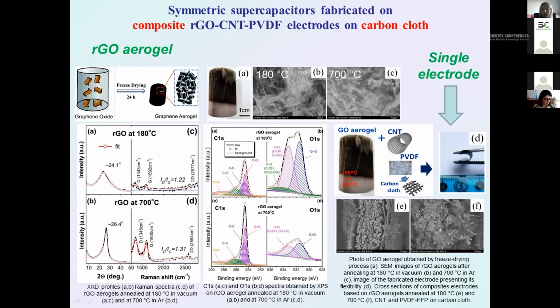We check it by SEM, and as you can see, in case of aerogel annealed at lower temperature, we have more homogeneous slurry that can go through carbon cloth. But in case of higher temperature, it was probably not so wettable and not so homogeneous distribution.